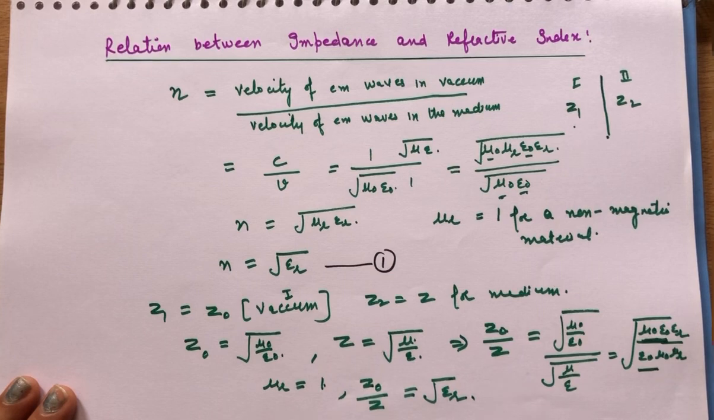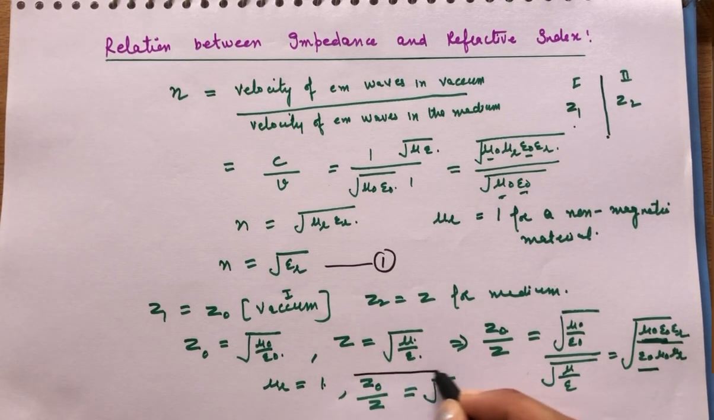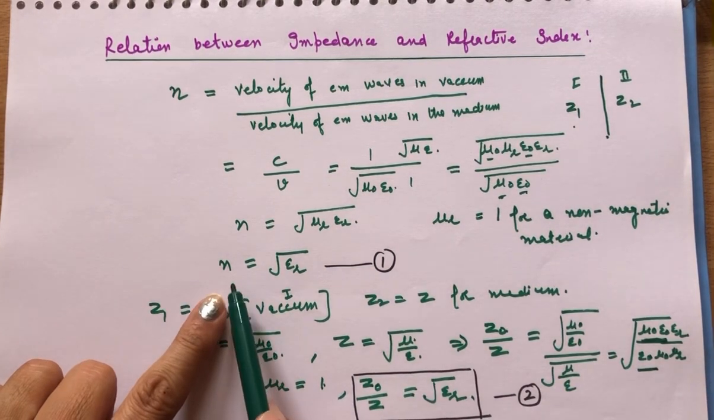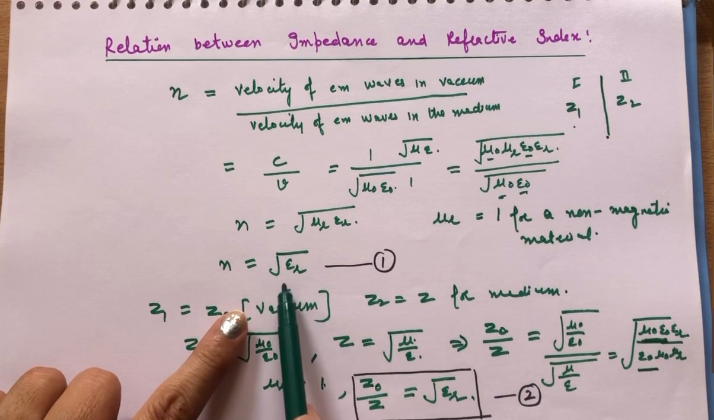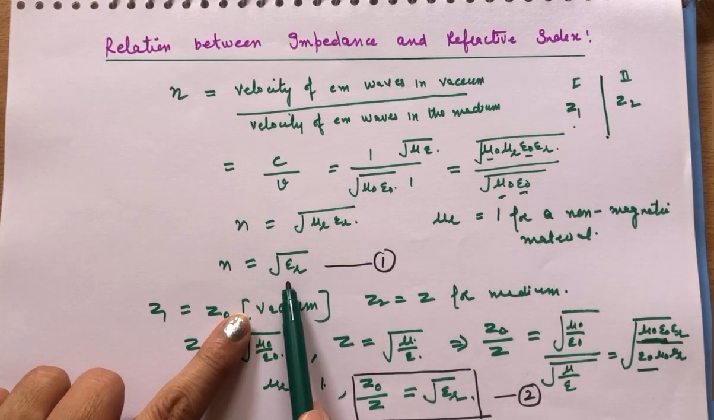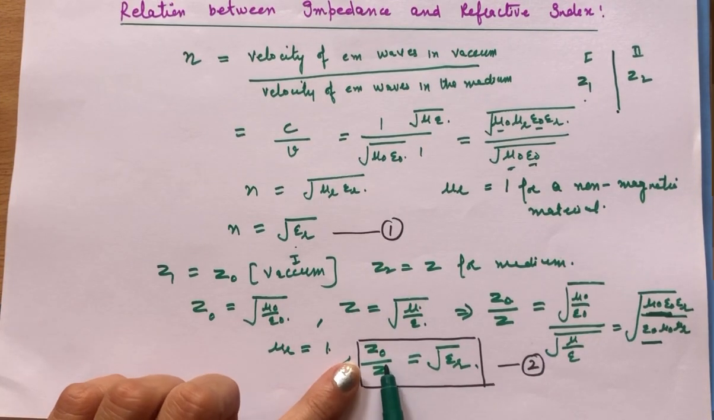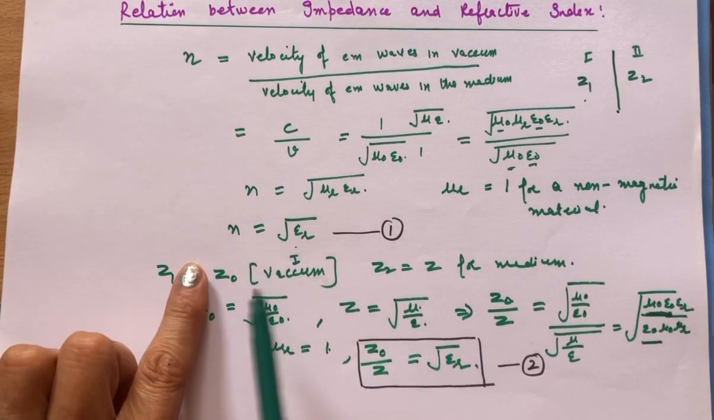So we now have this relation, another relation that we have. Take this as equation 2. Now we have two equations. From the first and second equations, what do you conclude? First, n is equal to under root of epsilon r, and from here you can conclude that Z0 over Z, from the first and second, is equal to n.